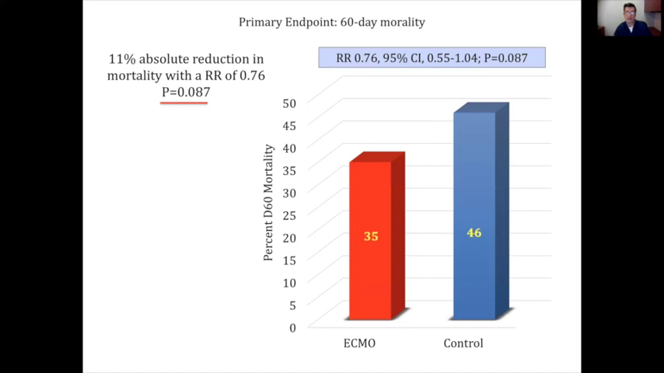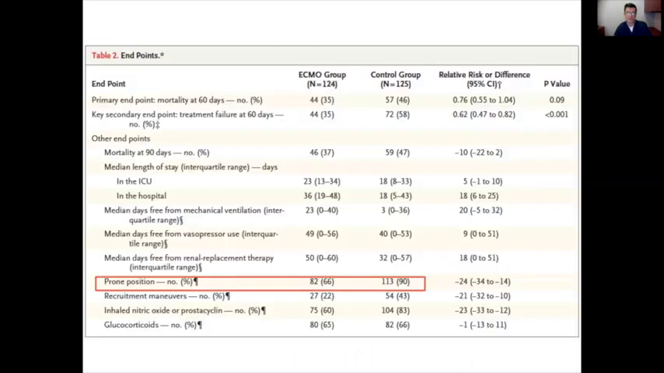This is the primary outcome of the trial, 60-day mortality. And you can see that the ECMO arm had a 35% mortality compared to 46% in the control. And that's an 11% absolute reduction in the primary endpoint. So that's a huge improvement, better than we see in almost any critical care trial. However, the p-value was 0.087. It was not statistically significant by a traditional approach, frequentist statistics, which is what we chose to use in the trial. A few other things to note: the amount of prone positioning.